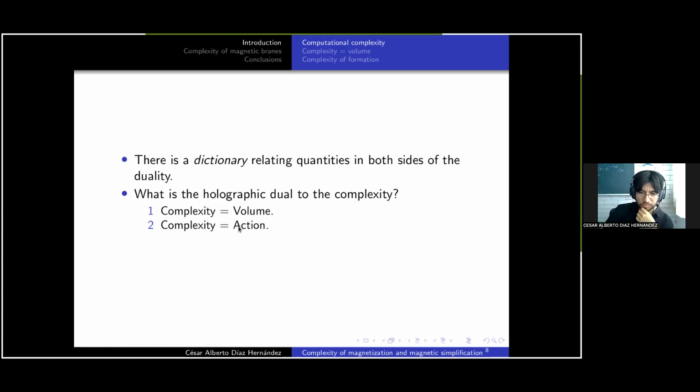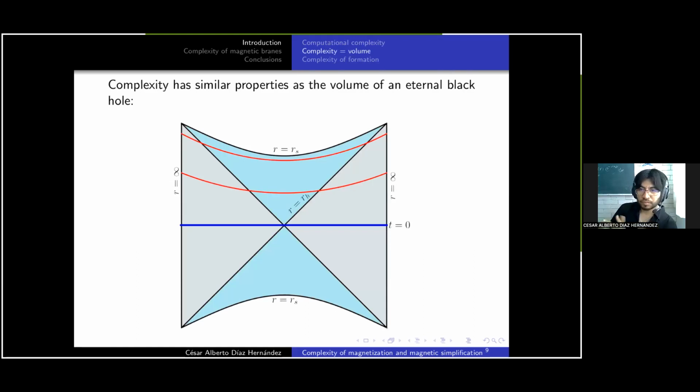I'm not going to talk too much about the second one, the complexity equals action. I will be focusing on the first one, the complexity equals volume. But just know that this is not the only one, right? Okay, it turns out that the complexity has similar properties to the volume of an eternal black hole.